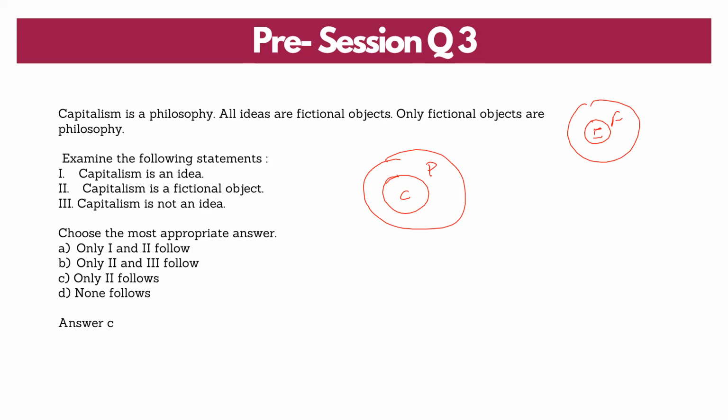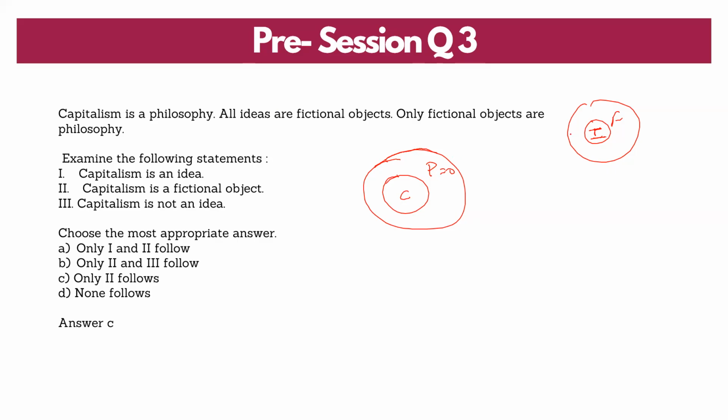What do we mean by only fictional objects are philosophy? Only fictional objects are philosophy means the circle of fictional objects and philosophy overlap. So P is equal to O. The circles overlap. Only that is the possibility, and I can say only fictional objects are philosophy because nothing which is not fictional is philosophy, right?